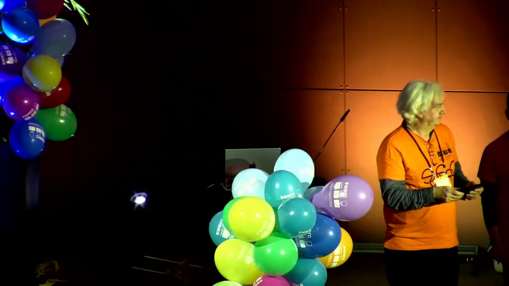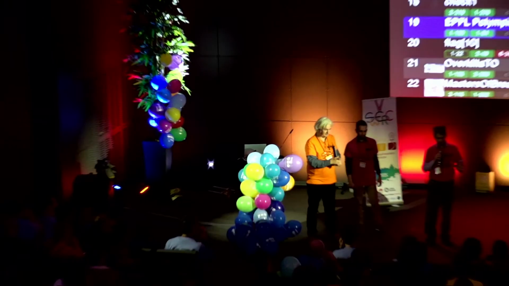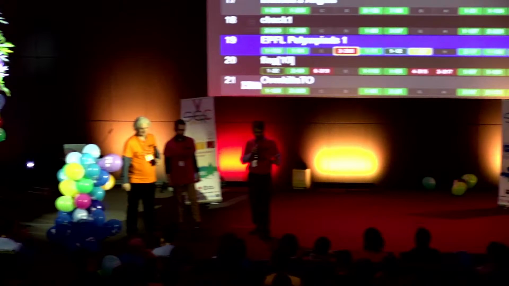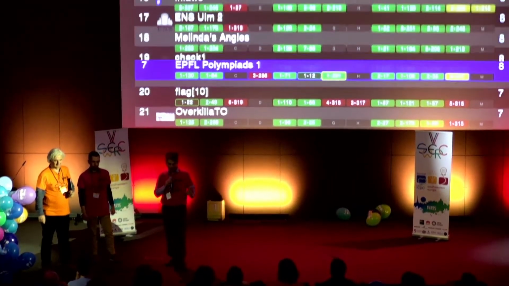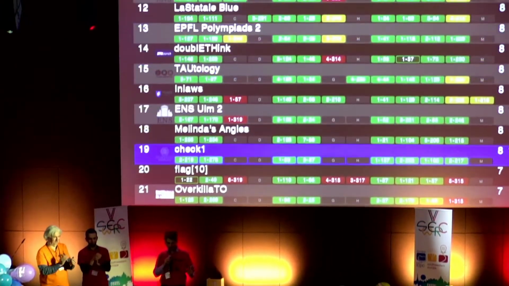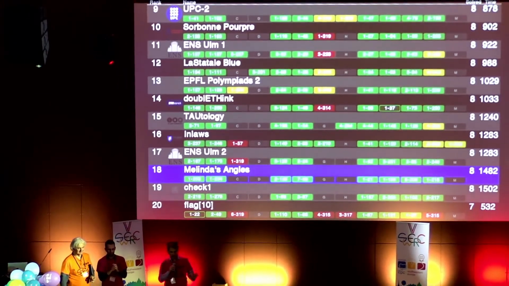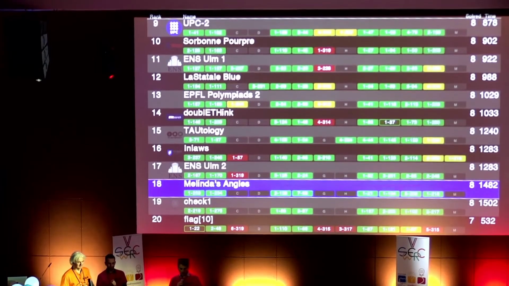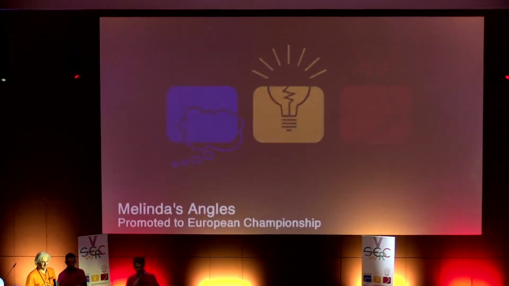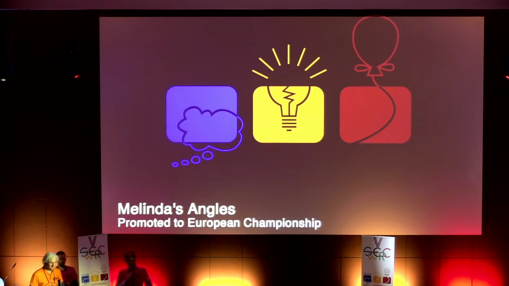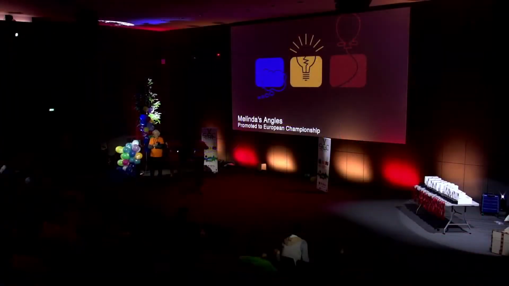All right, now let's continue. Now we're getting very close to the medals, you see? EPFL Olympiads, D, G, and they go up. And check one, Melinda Angeles. Okay, now 18. They're promoted to the European Championship. You're going to Prague. You're going to Prague. All right, all right. So buy your plane, your train ticket, please.